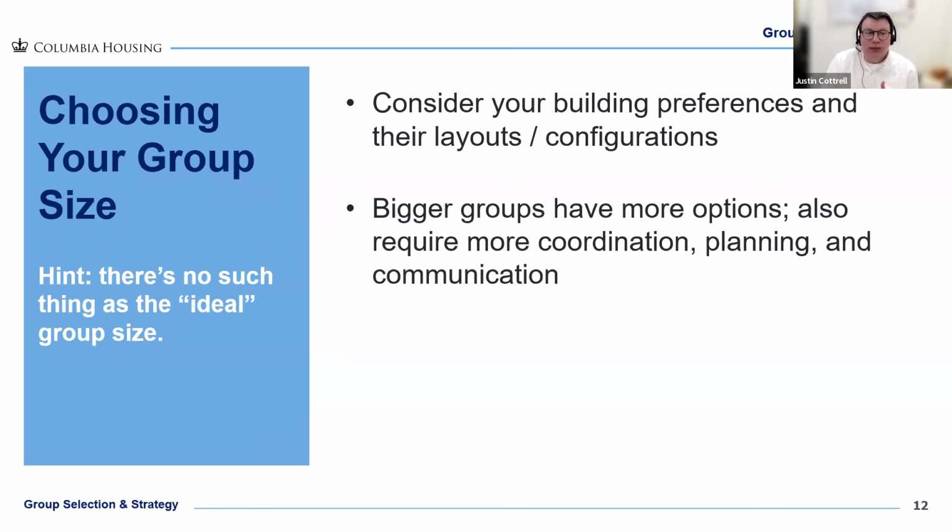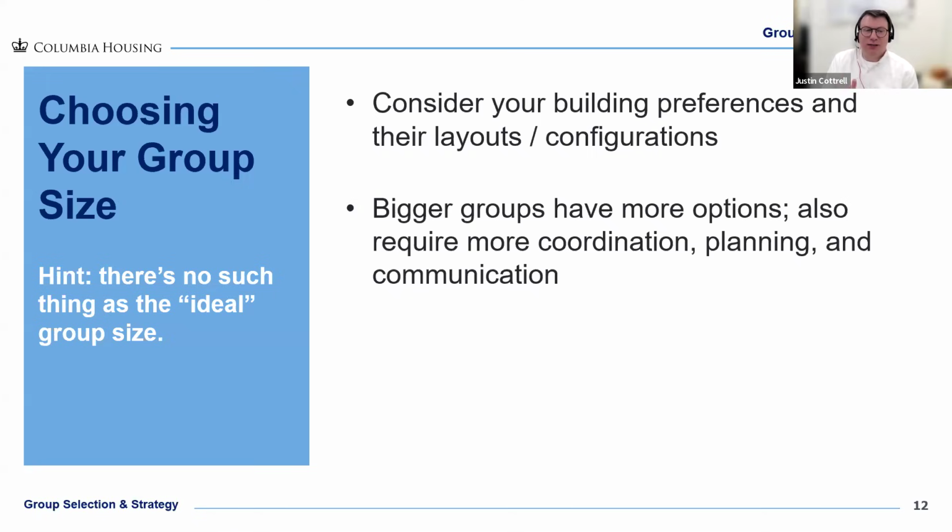Now, let's talk about your group size. We're often asked, what is the ideal group size? And the honest answer is that there is no one single ideal size. It's really going to depend on your individual living and building preferences. For example, if you really want to live in Ruggles, you'll need to be in a group of at least four because the smallest apartment in the building is a four-person apartment. So when you form a group, you should think not only about how you'll mesh as roommates with everyone in the group, but also make sure that you're considering the building preferences too.